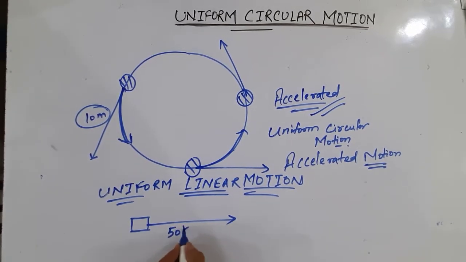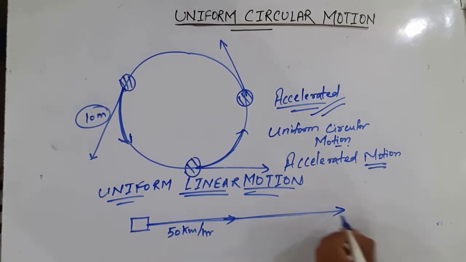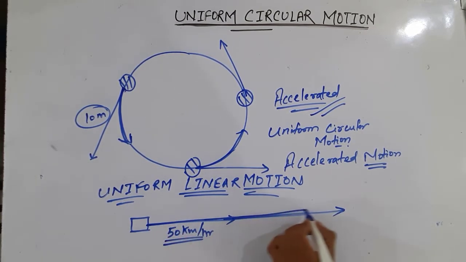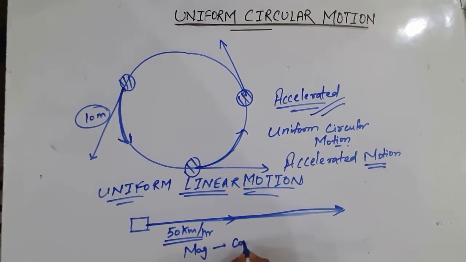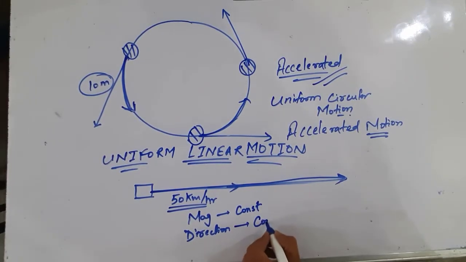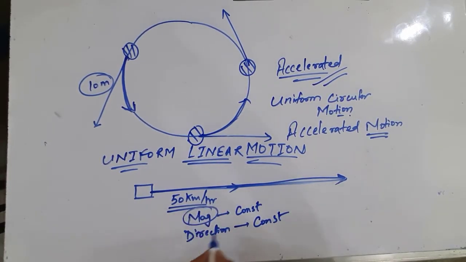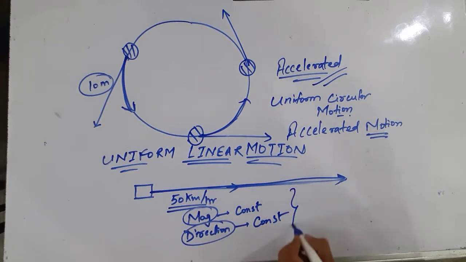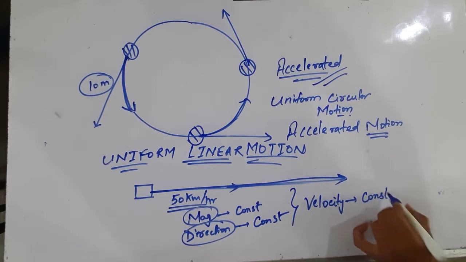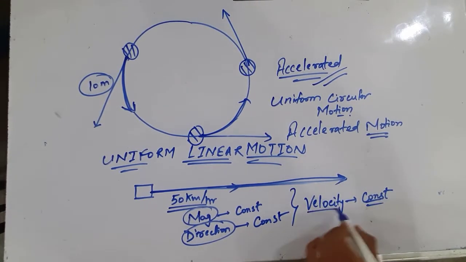Again take the same speed, 50 km per hour, and the body is moving in a straight path. So what happens here? Here the magnitude is the same as well as the direction. There is no change in the direction. That means magnitude is constant, direction is also constant. Since magnitude and direction both are constant, we can say that velocity is also constant.